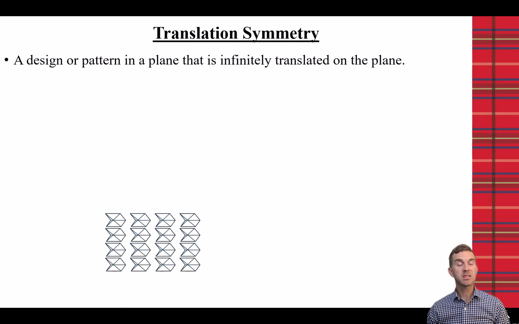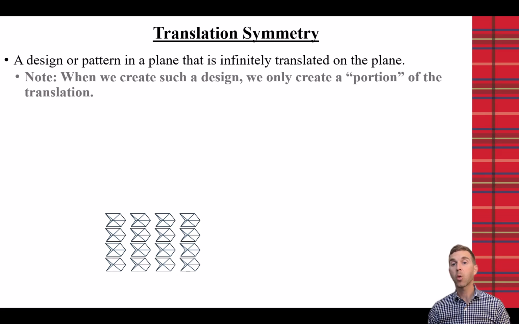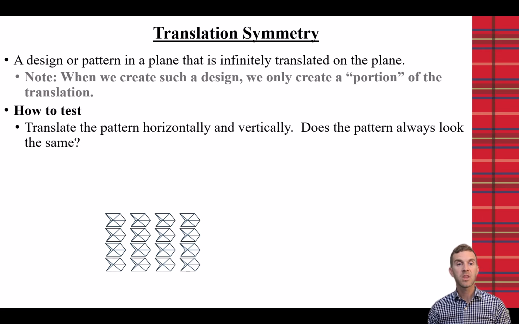Now, a translation symmetry is the idea that if we have a design or pattern in the plane, it will be infinitely translated on that plane. Now, we will only see a portion of it, kind of like this image at the bottom of our screen, but it would occur throughout the entire plane infinitely in both directions. So what we want to do is take what is given to us as a design and shift it vertically and horizontally to align it and say, does this still create the same pattern?